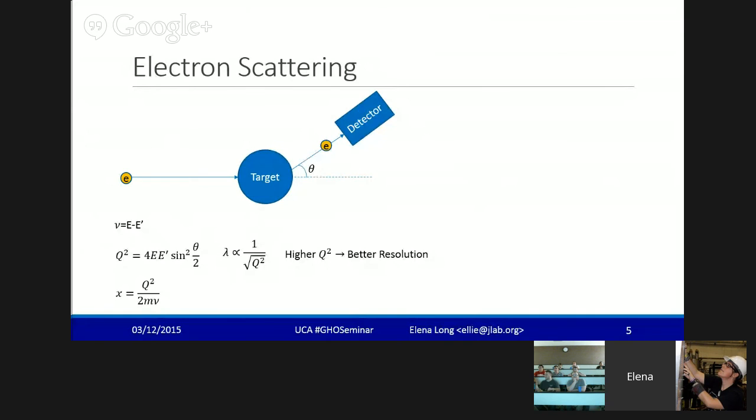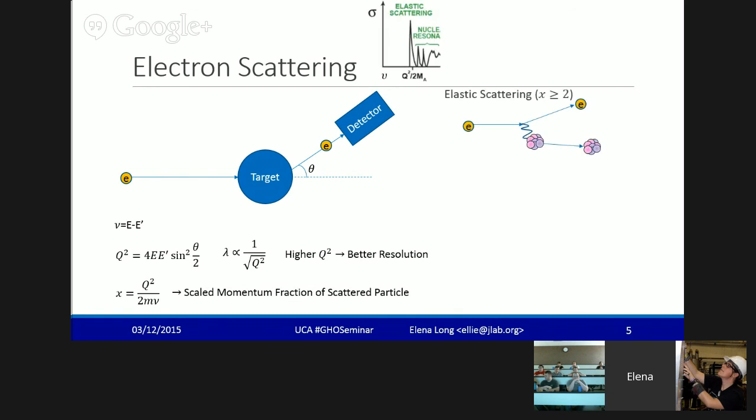The next quantity I want to talk about is x, which is the momentum fraction of a scattered particle. We have our four-momentum squared, Q squared, and then the mass of a proton or neutron. They're roughly the same mass, so it doesn't matter which you use, times nu, our energy transfer. This is really scaling the momentum that we're knocking things out with to the momentum of a single proton or neutron. So we can use this to start looking into different energy regimes.